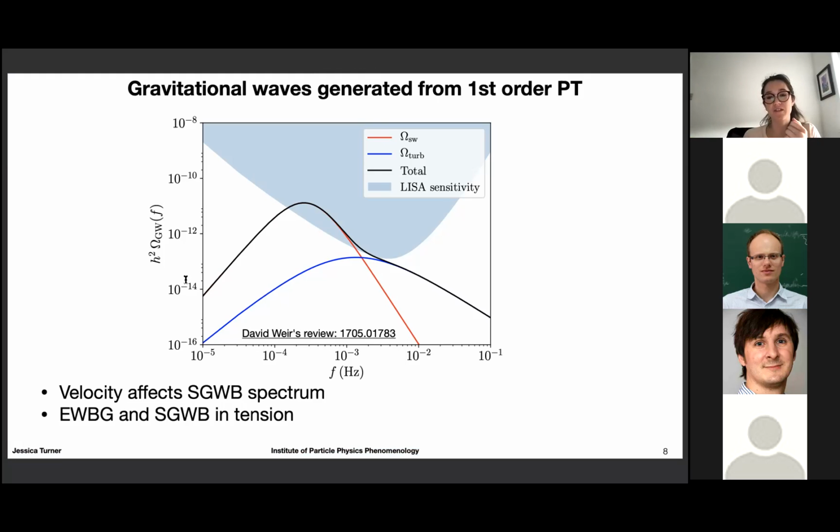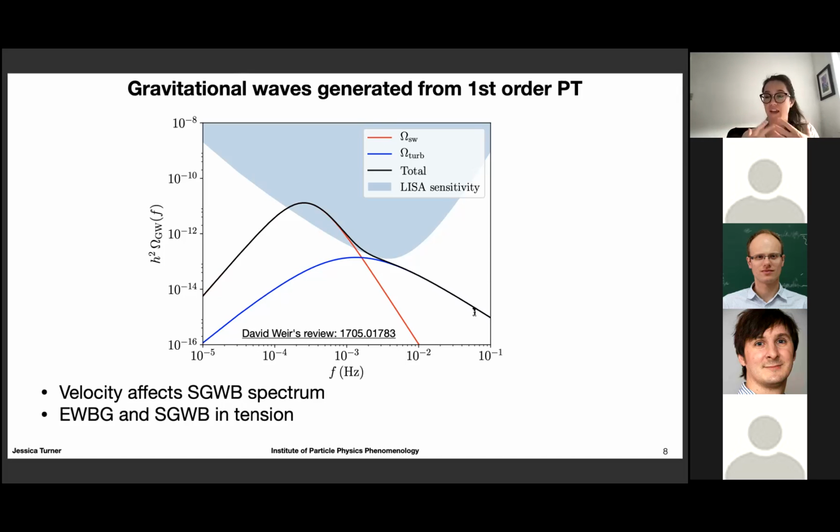These contributions, the collisions of the walls, the sound wave contribution, and the turbulence contribution, have different gravitational wave spectra. Depending on how fast those bubble walls are moving, these different contributions can have different weights. If the bubbles move faster, the collisional contribution tends to contribute more to the gravitational wave spectrum, and the spectrum tends to have a higher amplitude. Whilst if the bubbles move more slowly, it's actually the turbulence which has a larger contribution, and it has a somewhat more suppressed amplitude.